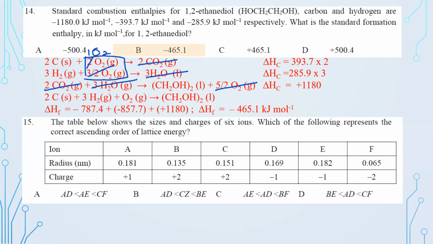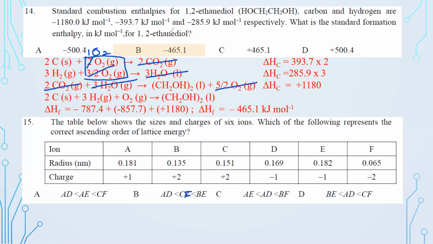Okay, number 15. The table below shows the size and charge for the 6 ions. Which of the following represents the correct ascending order of the lattice energy? Now in here, because you have different mixtures, actually it's not CZ. Sorry, typing error. It's not CZ but CF. Sorry for that. I wanted to type CF, but I accidentally typed CZ.